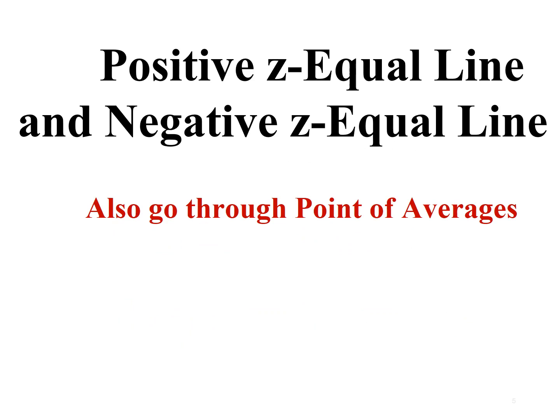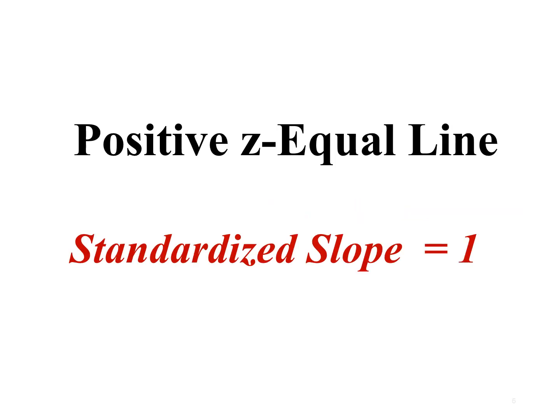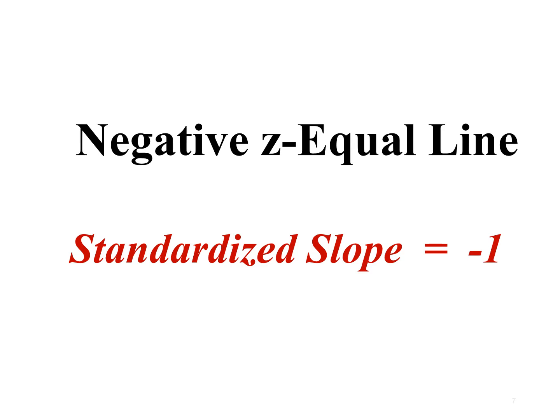We also mentioned that the positive C-equal line and the negative C-equal line also go through the point of averages. So both the regression line and the C-equal lines go through the point of averages. We talked about the slope of the positive C-equal line. The standardized slope is always going to be equal to 1, and the standardized slope of the negative C-equal line is going to be equal to -1.